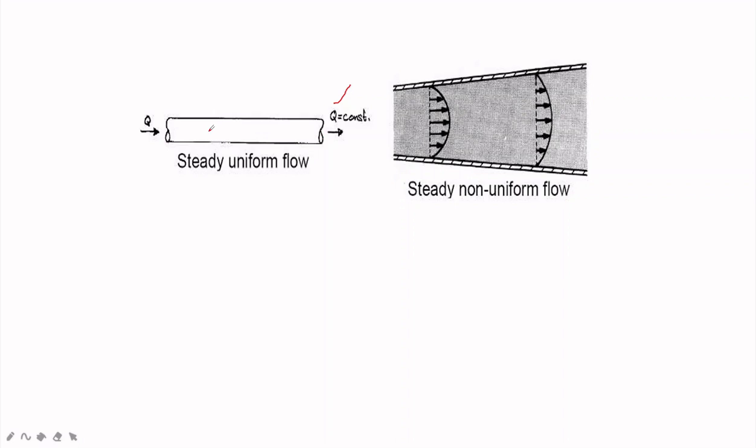What is uniform flow? A type of flow in which the velocity at any given time does not change with respect to space. The cross section is uniform, so there is no chance of change in the length of direction of the flow. But here, the length of direction of flow changes because the cross section is changing. It is steady non-uniform flow. This is steady uniform flow, and this is steady non-uniform flow.